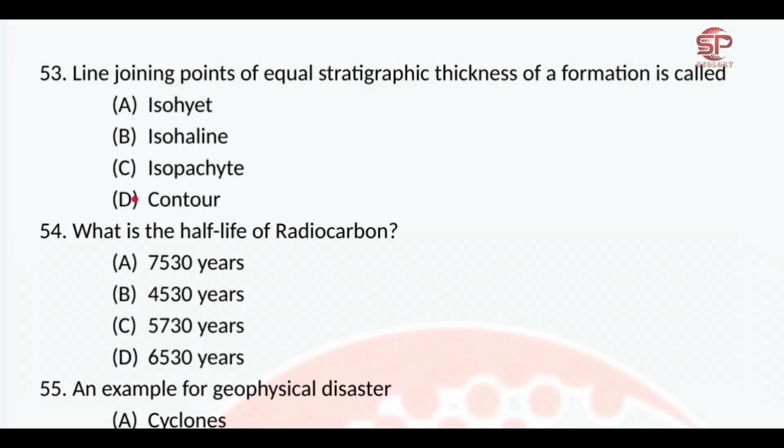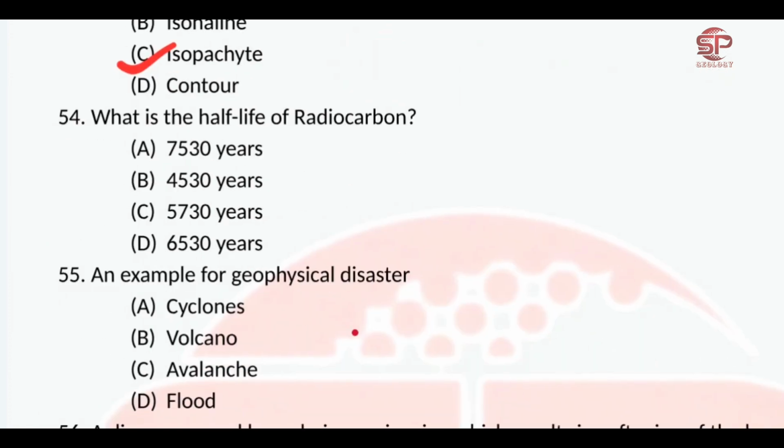A line joining points of equal stratigraphic thickness of a formation is called? Isohyet is the line connecting equal amount of rainfall. Isohaline is for equal salinity. Isopachs is for equal thickness. So the answer will be isopachs. And contour is for equal elevation. What is the half life of radiocarbon? It will be 5730 years.